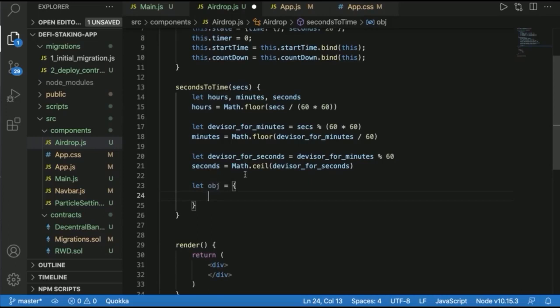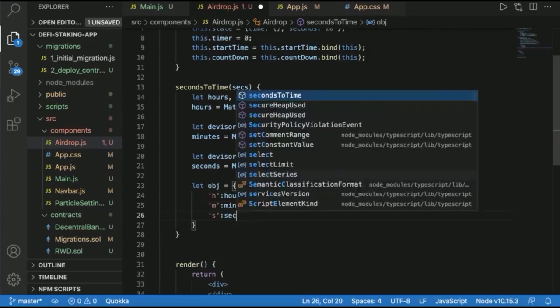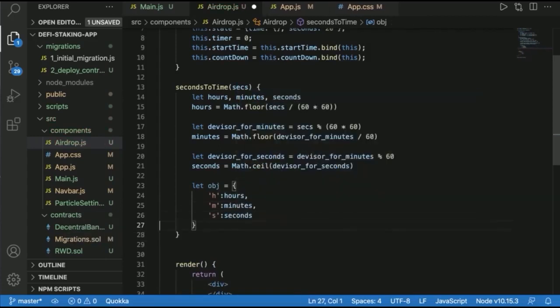Okay, so hopefully you had some success with that. In order to do that, we're going to create 3 strings, and then we're going to be able to access these later on. So we're going to say H is going to be hours. We're going to say M is going to be minutes. And S is going to be seconds. Okay? And then when we're done, what's the final thing we want to do here in our function? Well, the final thing we want to do is actually return our object. So we just return the object.